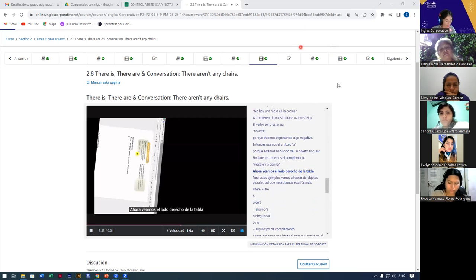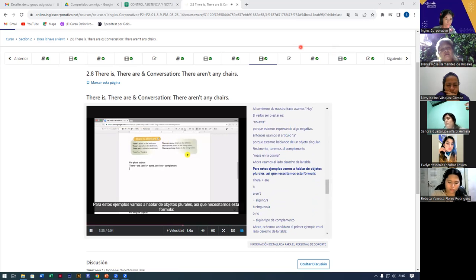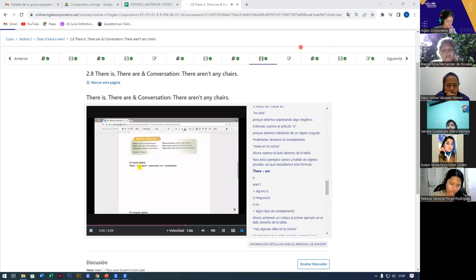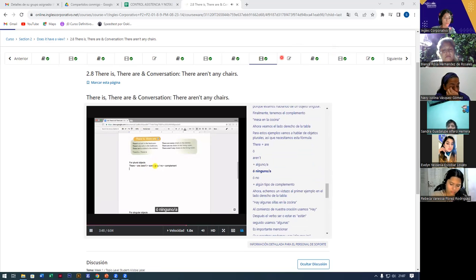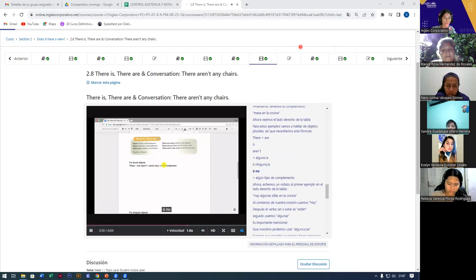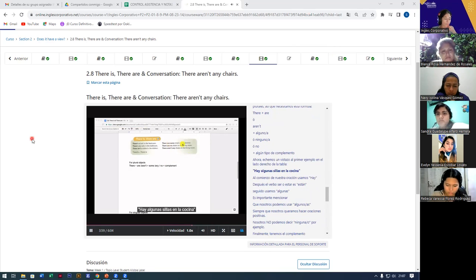Now let's look at the right hand side of this chart. For these examples, we're going to talk about plural objects. So we need that formula, there plus are or aren't, plus some or any or no, plus some kind of complement. Now let's look at the first example on the right hand side of the chart. There are some chairs in the kitchen.